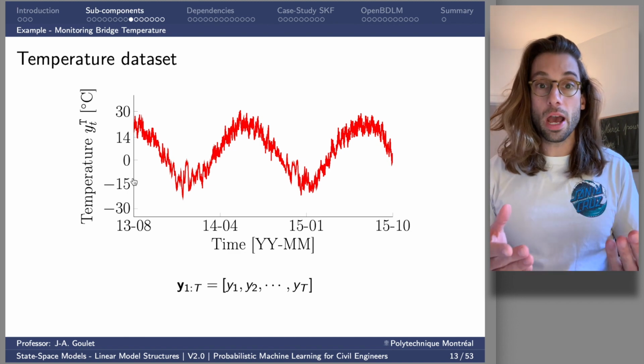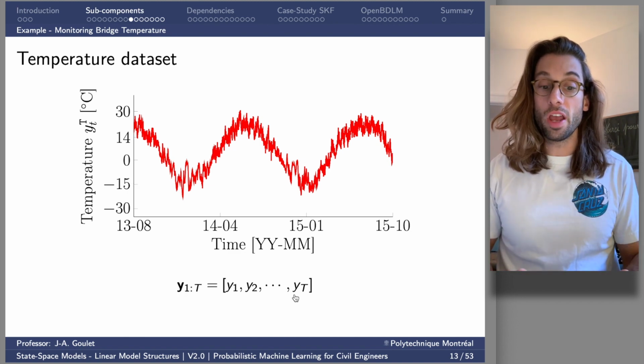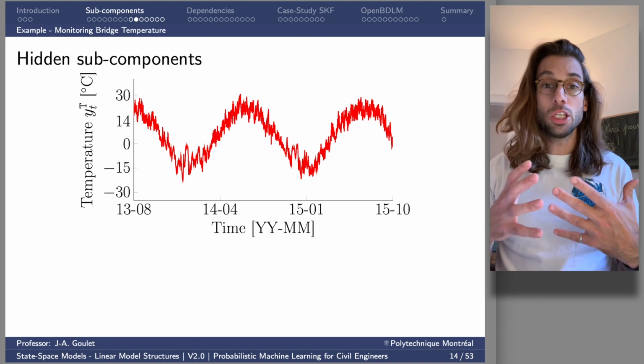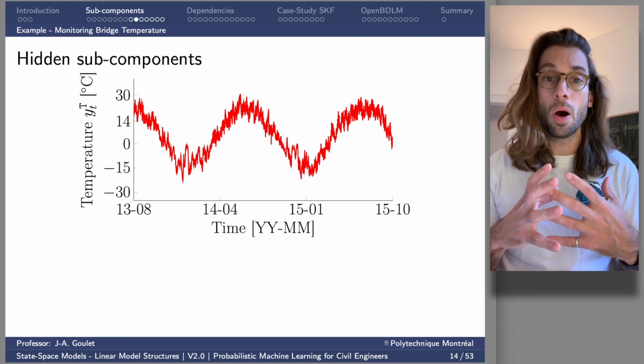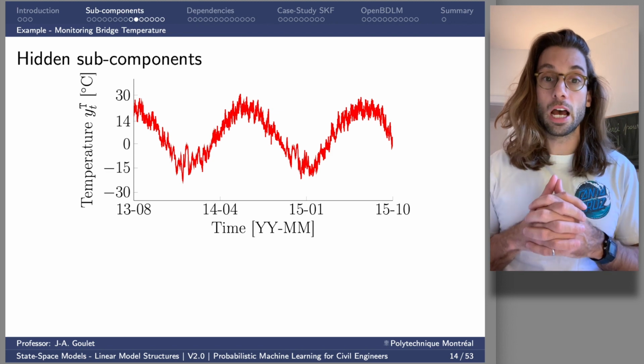So this, in practice, for my algorithm, is going to be a vector of observations from y1 up to yt. What we want to do here is to use some of the generic subcomponents we've seen together in order to build the model for that time series.